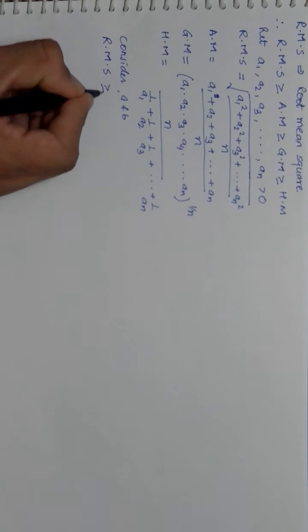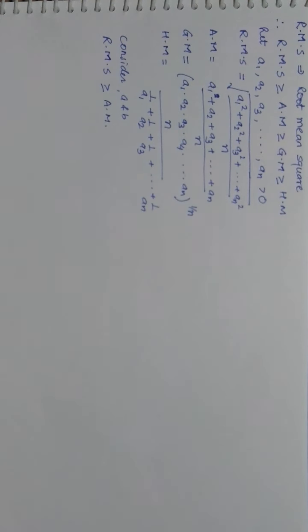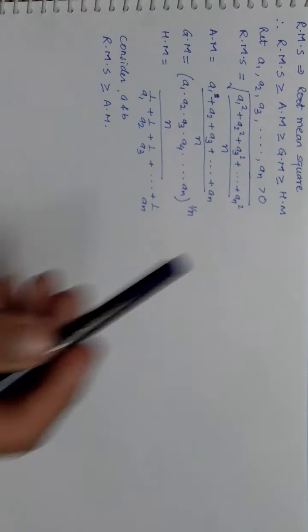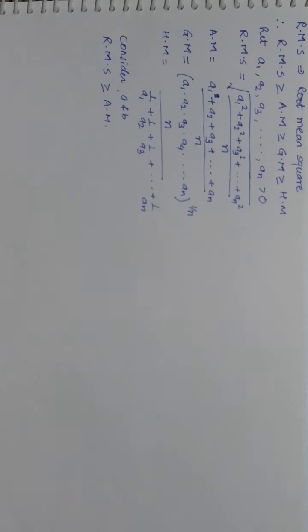The relation says root mean square is greater than or equal to arithmetic mean. There are two signs, one is the equality sign and one is the inequality. Here greater is understood, but when will it be equal? These will be equal if and only if A1 is equal to A2 is equal to A3 is equal to all the numbers which are there. If all numbers are equal, then root mean square will be equal to arithmetic mean, equal to geometric mean, equal to harmonic mean.